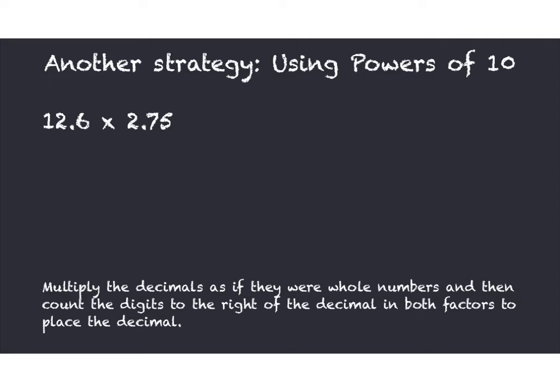Let's use powers of 10 to answer this question. So we're going to start off and we're going to multiply these two numbers just as if they were whole numbers. We're not going to pay attention to the decimal point just yet. We're going to multiply it just like it was a whole number. 5 times 6 is 30. 5 times 2 is 10, plus 3 is 13. 5 times 1 is 5, plus 1 is 6.